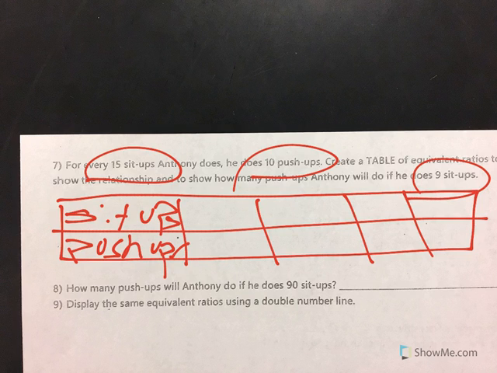First thing I did is I labeled sit-ups and push-ups. I kind of changed it around. Sometimes people put 15 and 10 first. I might put 15 down here at the end so that I can find other equivalent ratios. One of the ones that I do know is he does 9 sit-ups, so I want to put 9 so I can figure out how many push-ups he can do. One thing I do know, if Anthony does 0 sit-ups, he's going to do 0 push-ups.